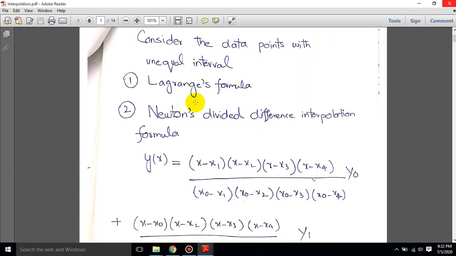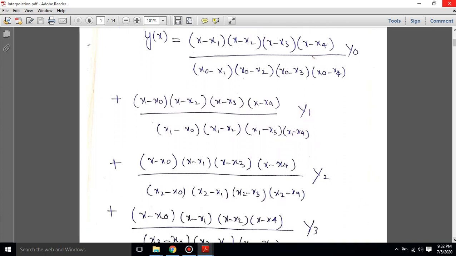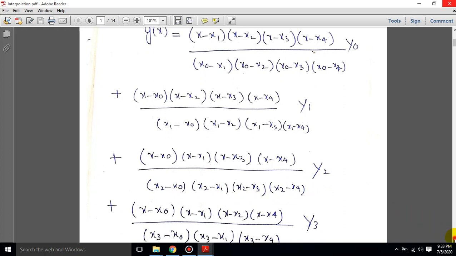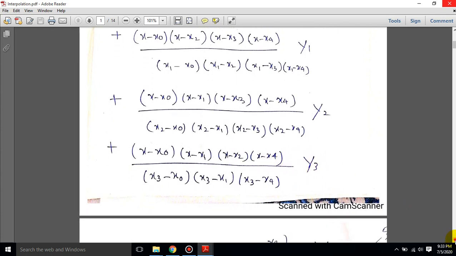This formula is defined as you are seeing on your screen: y of x will be equal to (x minus x1)(x minus x2)(x minus x3)(x minus x4) divided by (x naught minus x1)(x naught minus x2)(x naught minus x3)(x naught minus x4), multiplied with y naught, plus (x minus x naught)(x minus x2)(x minus x3)(x minus x4) divided by (x1 minus x naught)(x1 minus x2)(x1 minus x3)(x1 minus x4), into y1, plus (x minus x naught)(x minus x1)(x minus x3)(x minus x4) divided by (x2 minus x naught)(x2 minus x1)(x2 minus x3)(x2 minus x4), into y2, plus the same pattern again multiplied with y3 and so on. So this is the Lagrange formula that we're going to implement in our interpolation.